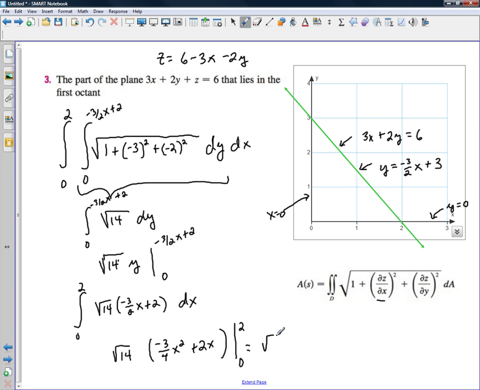And so I'll have radical 14. If I put the 2 in, I'll get 4. And 4 times a negative 3/4 will be a negative 3. And we'll have a negative 3 plus 2 times 2 is 4. If we put the lower limit in of 0, of course we'll get zeros there, so we won't even write that down. So our answer very nicely is going to be radical 14.